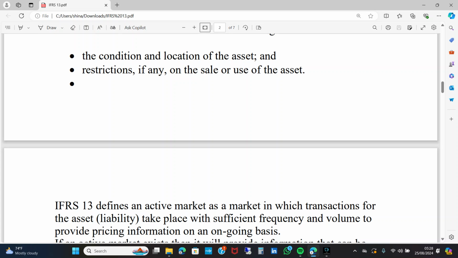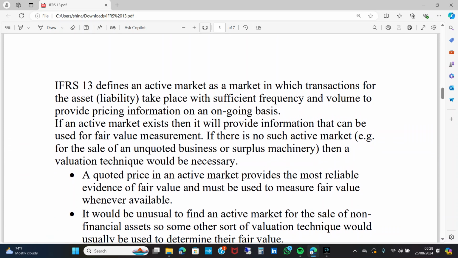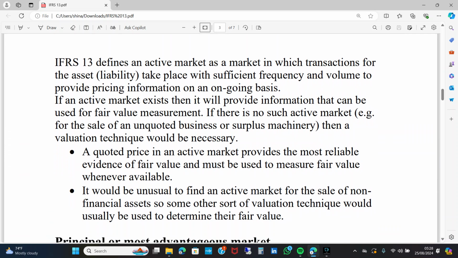Now, good. Let's go to another very testable area in the exam. Please pick your book, your biro and paper and write this down. Your writing materials, your notes. Now, IFRS 13 defines an active market. We're going to look at types of market. We have three major types of markets when it comes to IFRS 13: active market, principal market, and principal or most advantageous market.